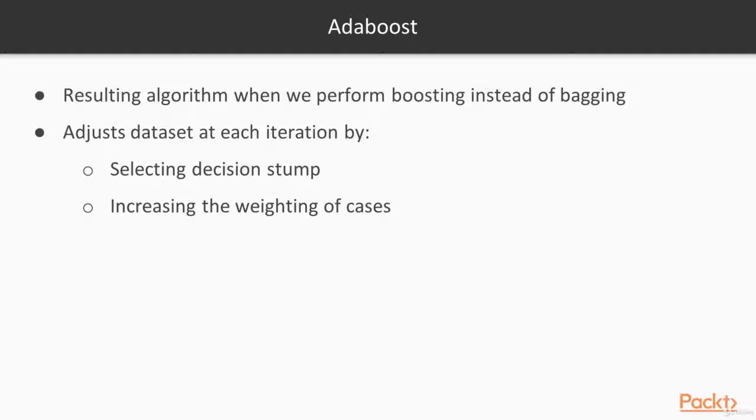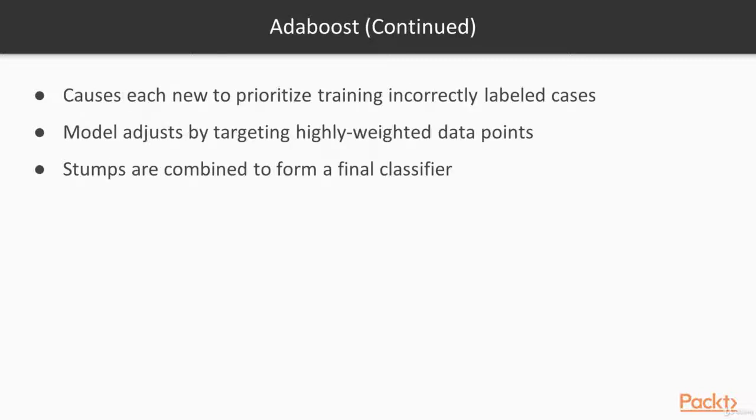Adaboost adjusts the dataset at each iteration by selecting a decision stump, increasing the weighting of cases that the decision stump labelled incorrectly while reducing the weighting of correctly labelled cases. This iterative weight adjustment causes each new classifier in the ensemble to prioritise training the incorrectly labelled cases. As a result, the model adjusts by targeting heavy-weighted data points. Eventually the stumps are combined to form a final classifier.